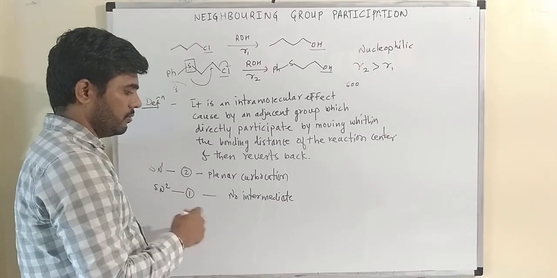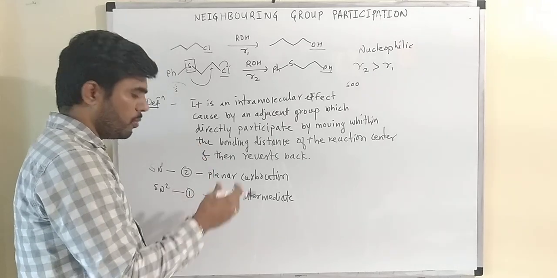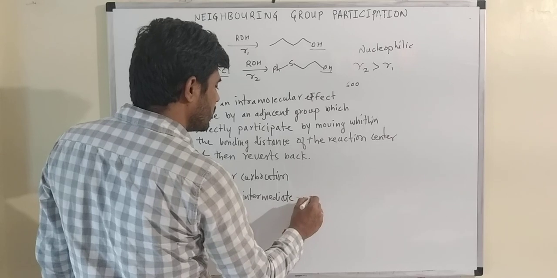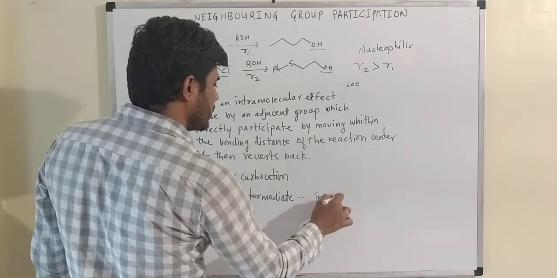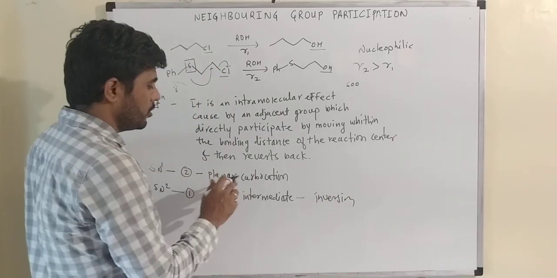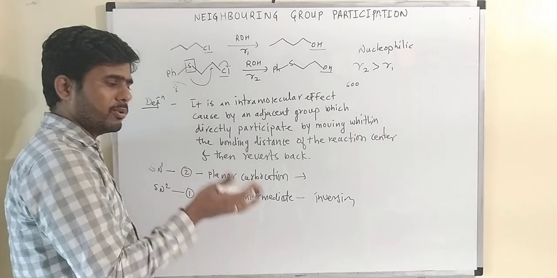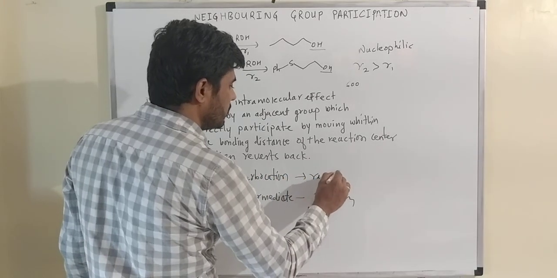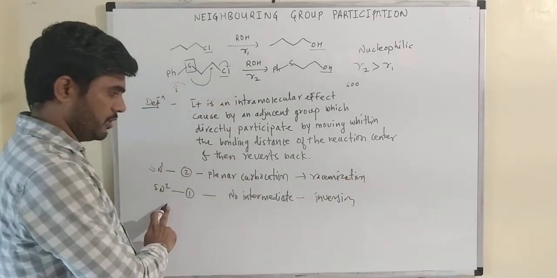In SN2, bond formation and bond breaking take place simultaneously. Due to this, it gives inversion of configuration. While in the case of SN1, due to the planar carbocation, there is a possibility of attack from both sides, so it gives racemization. So this is the stereochemistry of the normal reactions, SN1 and SN2.